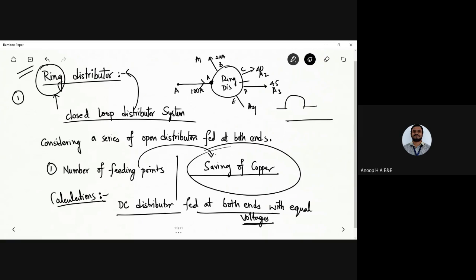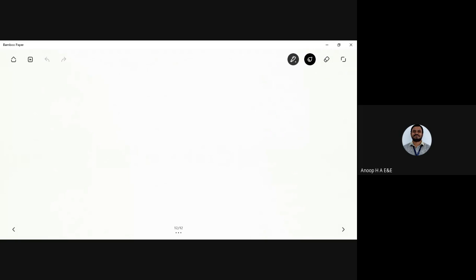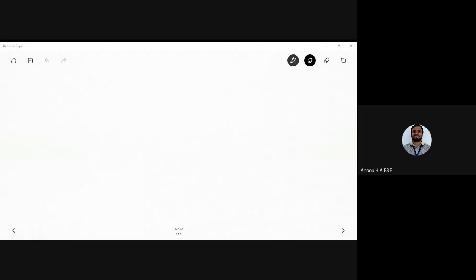Okay, so let us move on to the concept I am going to teach you regarding the numerical problems. You don't have to expect everything in the shape of a ring distributor. In practice you will have either a quadrilateral or a pentagon system. Depending on the feeding points, you are laying the conductors. That is what I mean in the case of the DC distributor system.